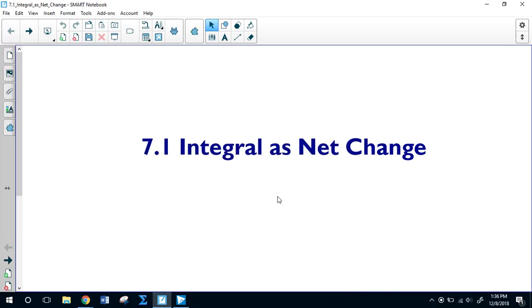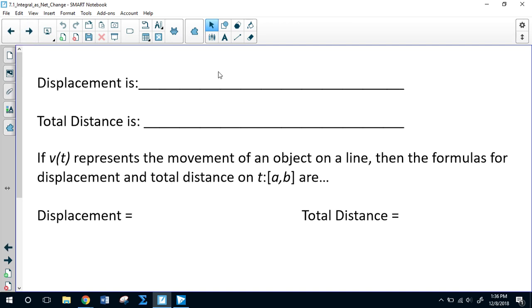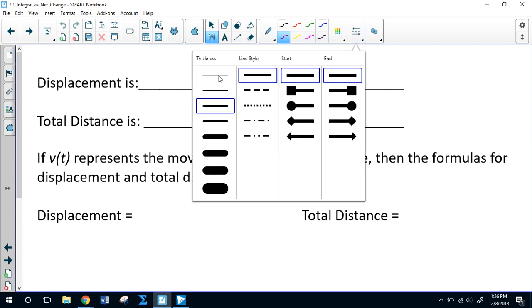Hey everyone, today we are learning about section 7.1, integral as net change. Hopefully some of this will sound familiar for you. So let's get started. The first thing we want to remember is the difference between displacement and total distance.